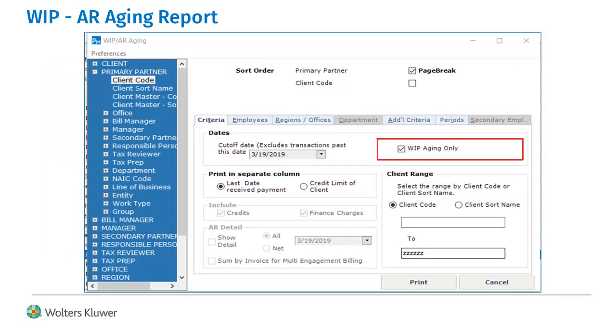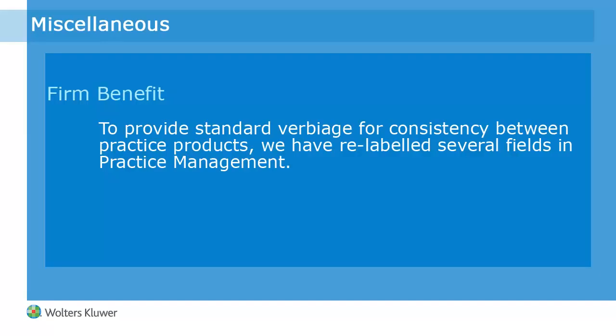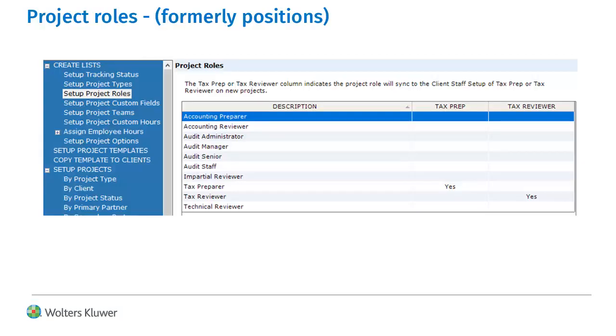The addition of the checkbox for WIP aging only now removes the additional rows for AR aging. You can see there are only rows for WIP on this report. Report names have changed. The standard in designating the employee function on projects is the use of the word role. We now use the word role instead of position. Role is also used in our Access Practice product.